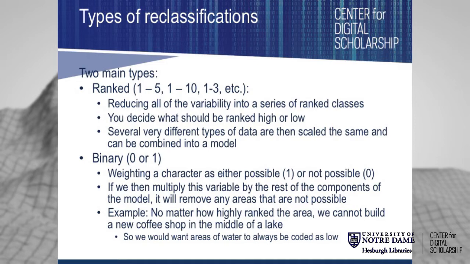In contrast, we can also do what's called a binary reclassification, where we're weighting a character as either possible or not possible. When we were talking before about traversing Crater Lake, I think it would be fair to classify everything that's water as not possible to travel across. So that would actually be something where we'd want to have water and not water as two distinct classes. So we would then multiply those variables together or add them together in a way that's going to give us a better understanding of that particular thing.